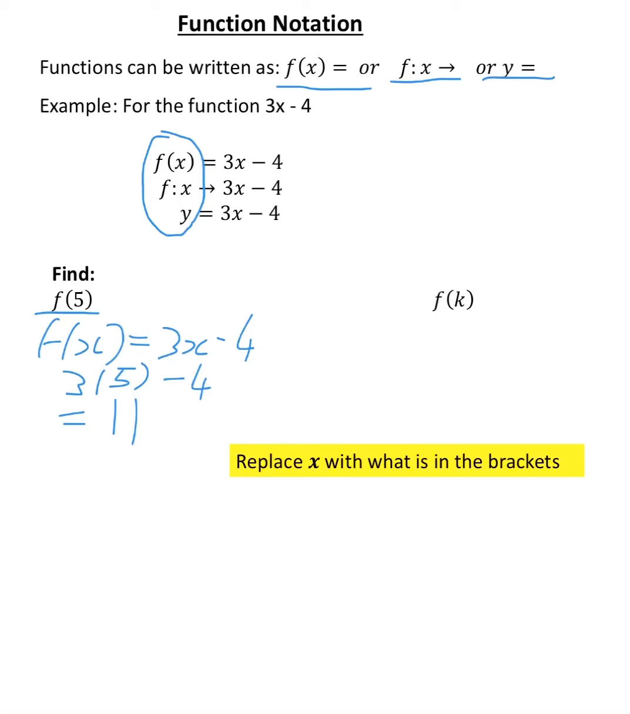And that's our answer. If you're asked then for f of k, so whatever's in the brackets, you just replace the x with that. So here we have a k in the brackets. So all I need to do is write 3k minus 4. And that's it. Let's have a look at another few.